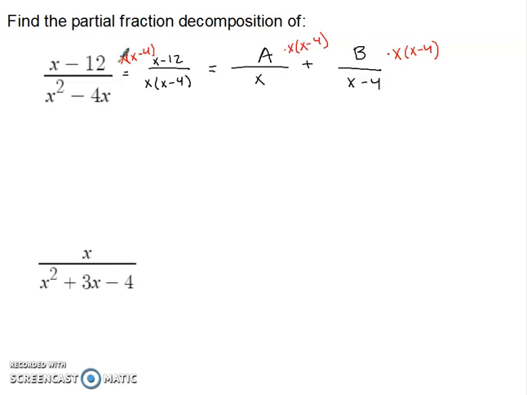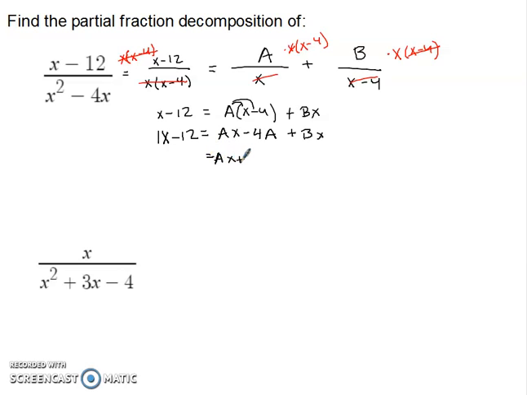Multiplying both sides of my equation by the LCD, my fractions will all reduce, and I will be left with x minus 12 is equal to A times x minus 4 plus B times x. My x is reduced. And then we distribute to simplify. From here, I want to match my coefficients, so I need my coefficient on x, which is 1, to match the coefficient of x on the right. So I'm going to group my x's together, and then my constants together, and then I factor out an x.